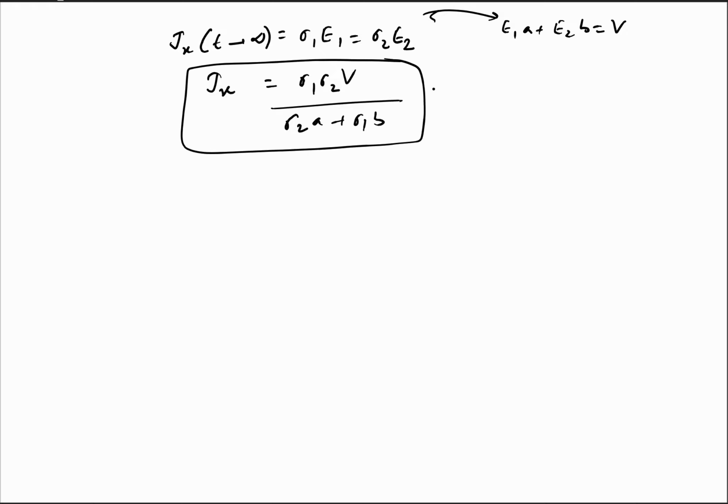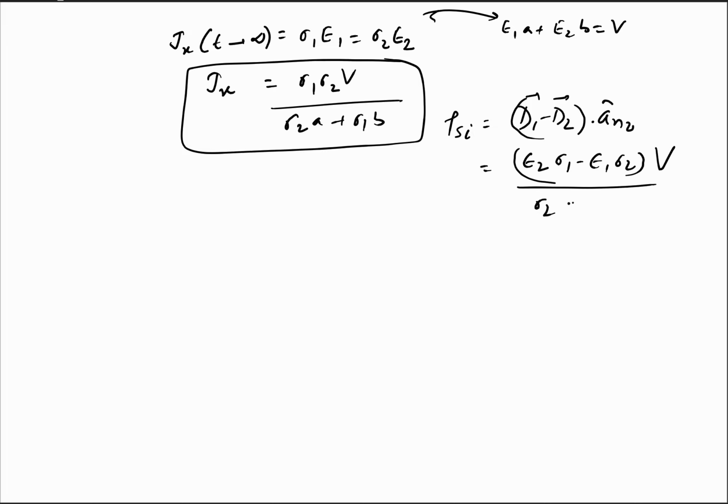Now, this is when the step is there for a long duration. So we can find the interface charge density sigma s by simply solving in a procedure similar to our lecture number 48, and we will find it is equal to (epsilon 2 sigma 1 minus epsilon 1 sigma 2) V over (sigma 2 A plus sigma 1 B).